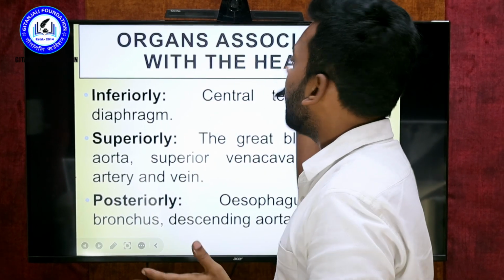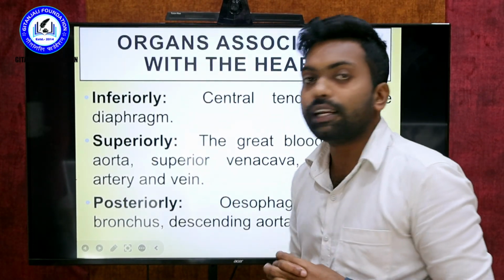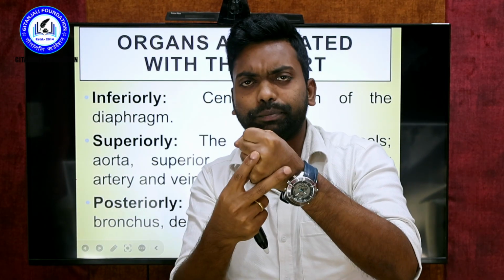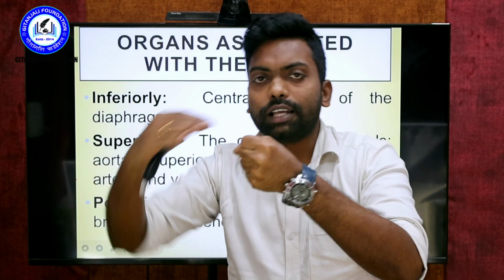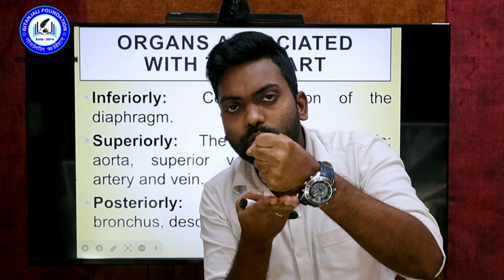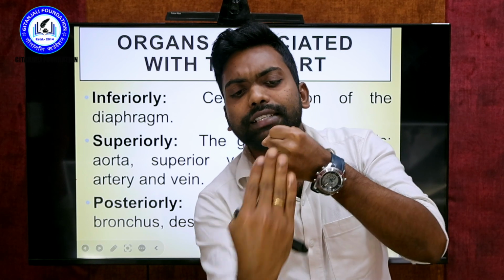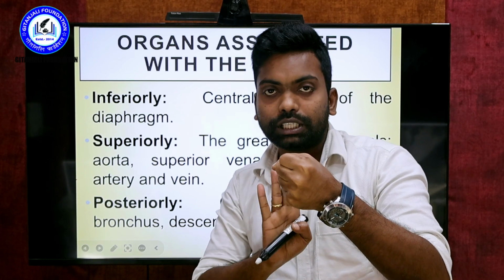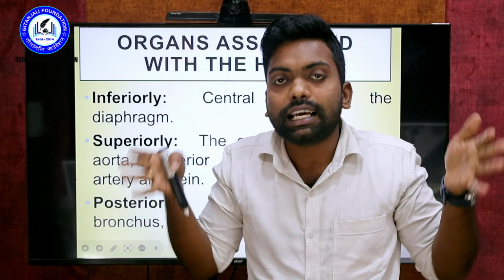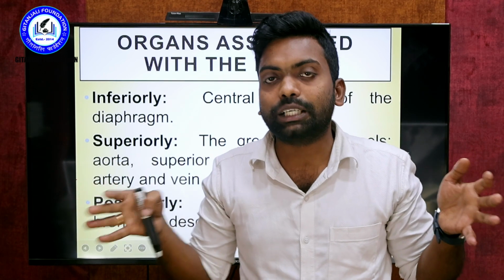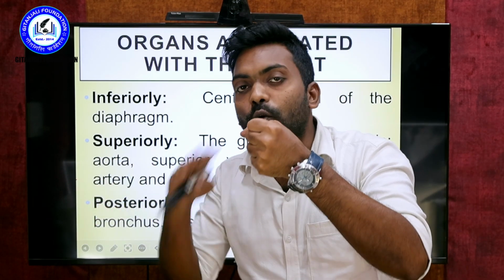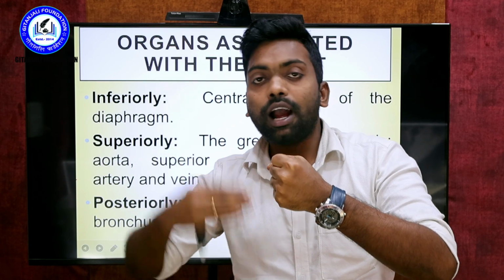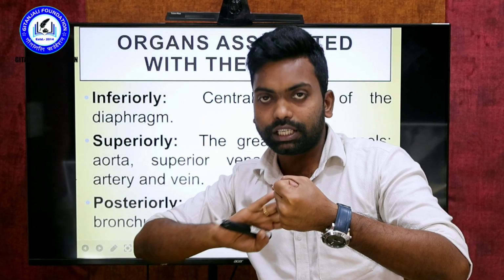For the heart, what are the organ associations? Let me tell what the superior position is. For any organ, the top place is called superior, the bottom place is called inferior, the part that is exposed is called anterior, the part behind is called posterior, and the sides are called lateral. So this is our medical terminology. Let us see for the heart which parts are superior, which are inferior, and which are anterior, posterior, and lateral.